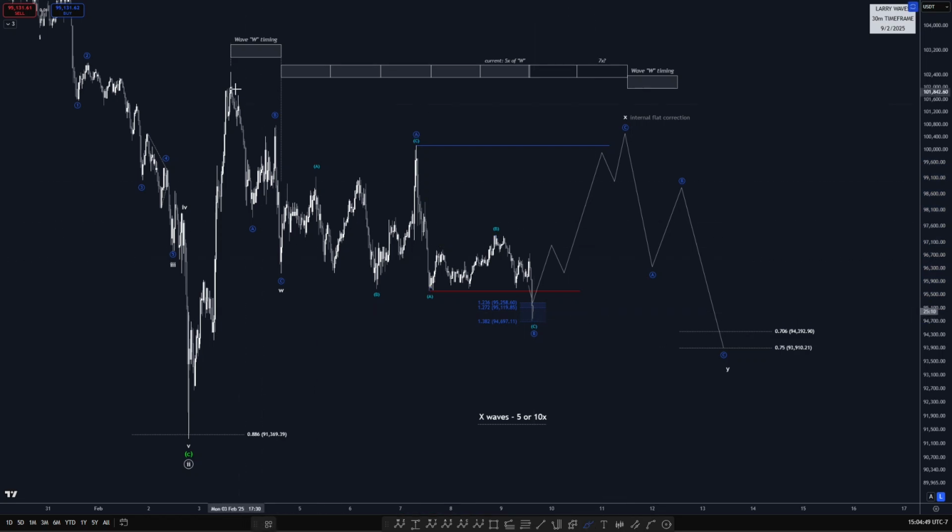Meaning, nothing's changed here. We still have our A, B, C for the W. Now our connector wave, this X wave, is still going to be a flat, but it's going to be a longer extended flat. Where this is an A, that's a B, then we have a C to come. A, B, C. Then afterwards, we complete the A, B, C for a wave Y.